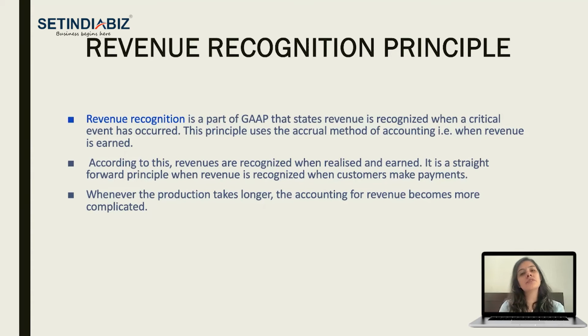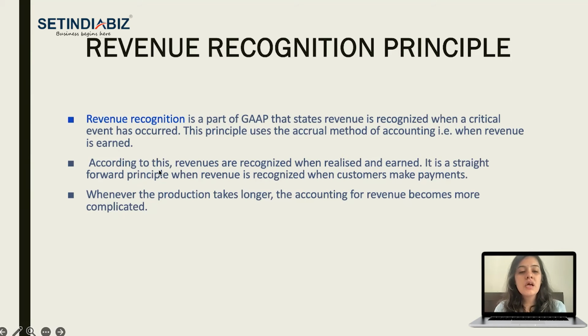Remember, the accrual principle means whenever the event has occurred, we should record it in that accounting period. For example, if I am making sales in January and the payment is due in April, I will record it in the previous financial year, from 1st April to 31st March, right? So whenever the transaction has occurred, whenever the revenue has occurred, we should recognize it in that particular period, in that particular month. So this principle uses the accrual method of accounting, that is, when revenue is earned.